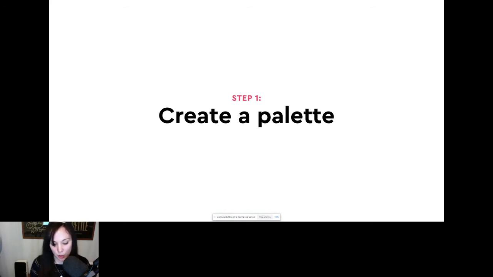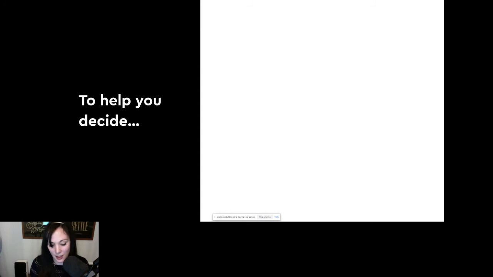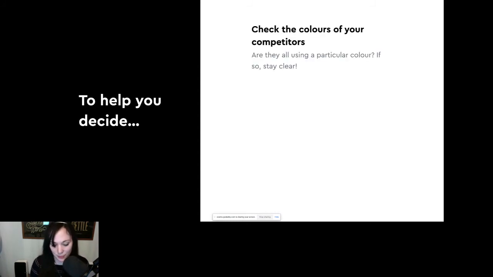So the first step in choosing colors is to create a palette that we can work with. And it can be a bit daunting trying to choose a brand color just seemingly out of thin air. But here are a few things that you can keep in mind to help you decide what you should use. First, you can check the colors of your competitors. Do most of them use a particular color, for example, blue? If so, why not try something completely different like orange or red to help you stand out?